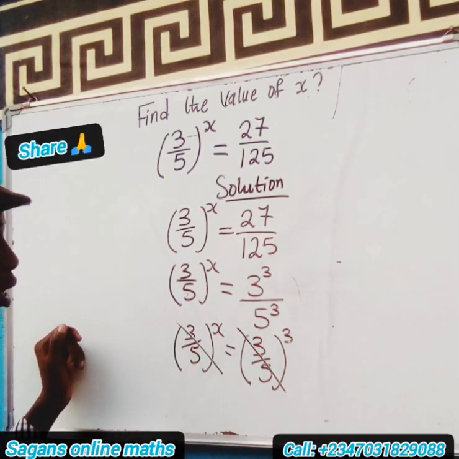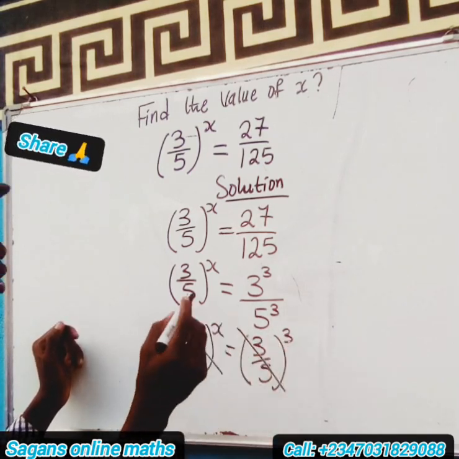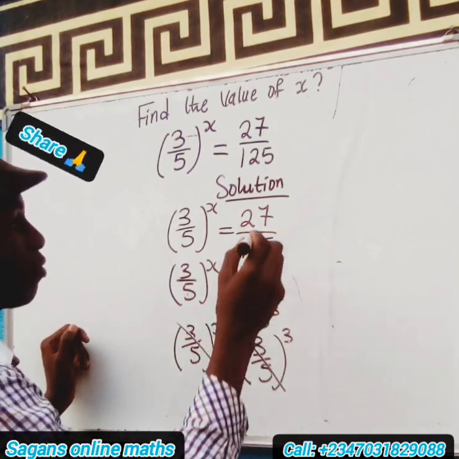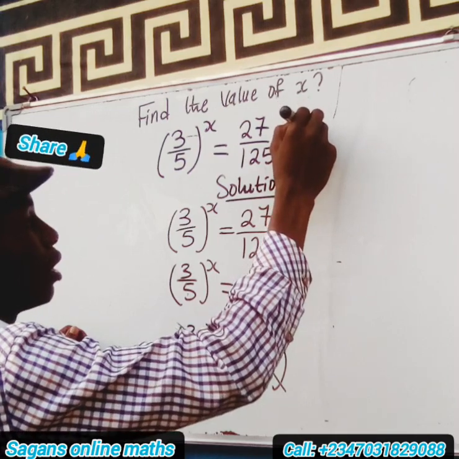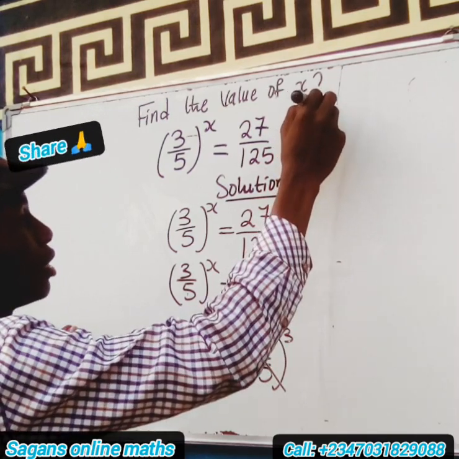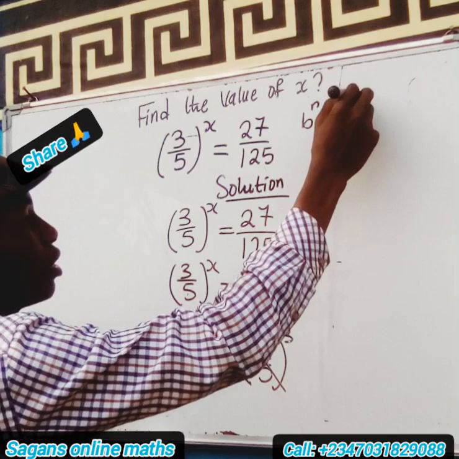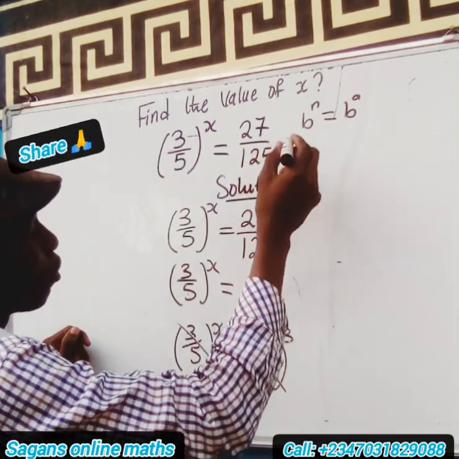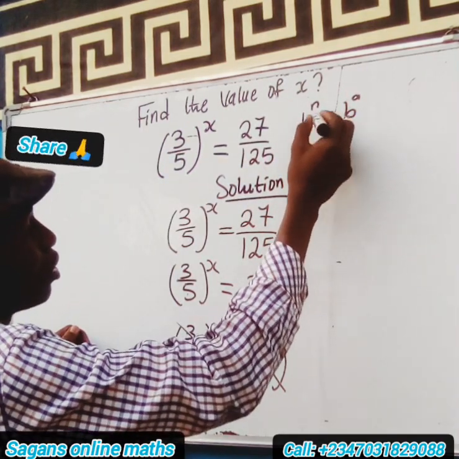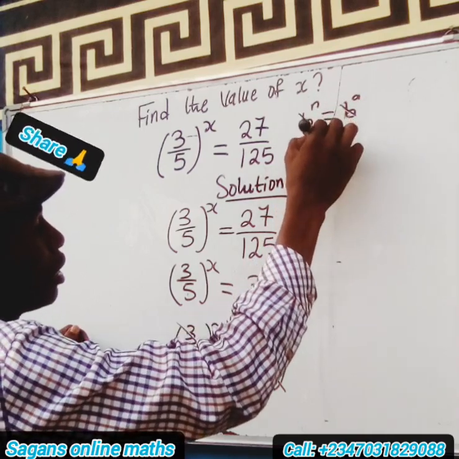They will go, and now you can see that x is equal to 3. Do you know why I'm saying that? If you have b raised to the power of n is equal to b raised to the power of a, when the bases are the same, this will go, and that means n is equal to a.